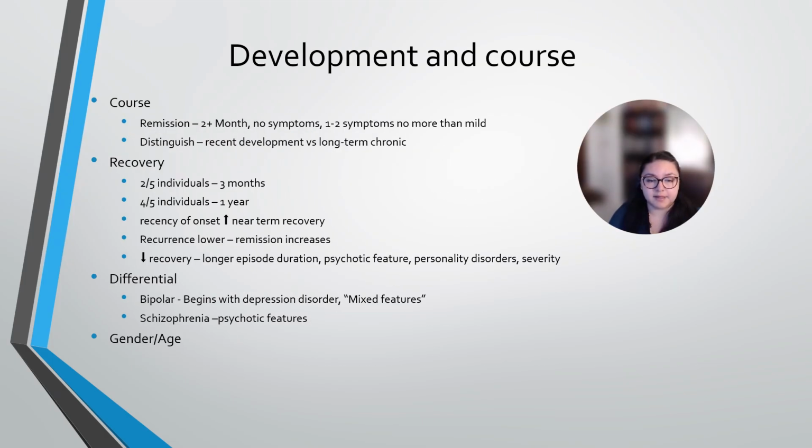All right, so this is the development and course for major depressive disorder. What does the timeline look like? What is the development of major depressive disorder? Here we have the remission, which is characterized by 2 or more months, no symptoms, with 1 or 2 symptoms that are no more than mild. So when you administer a mental health assessment, you're going to take a characterization of where are symptoms landing? Are they mild? Are they severe? This is going to characterize remission.